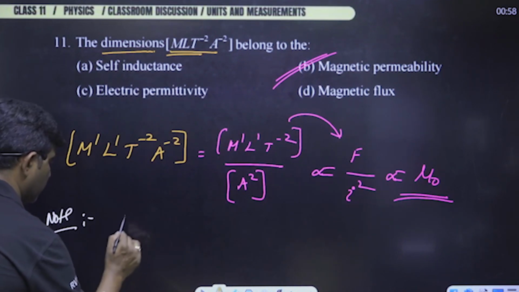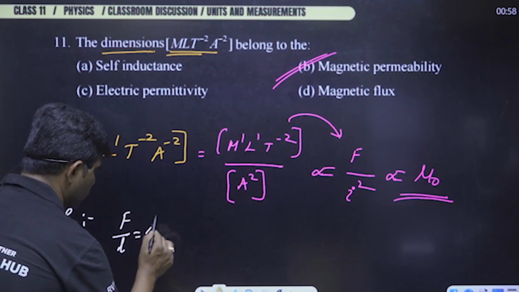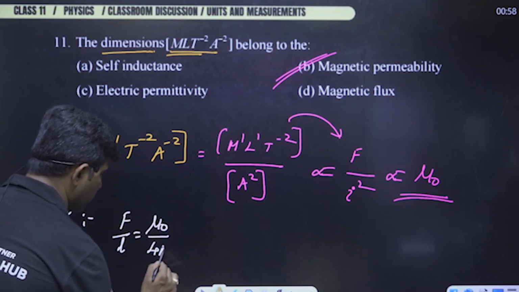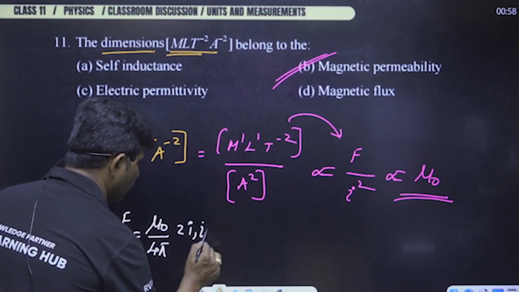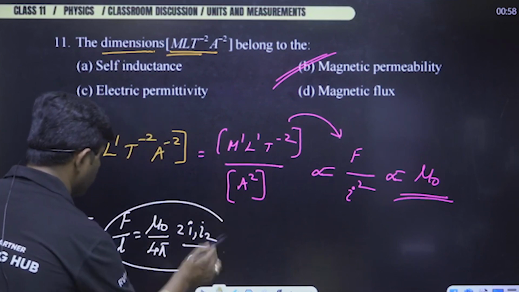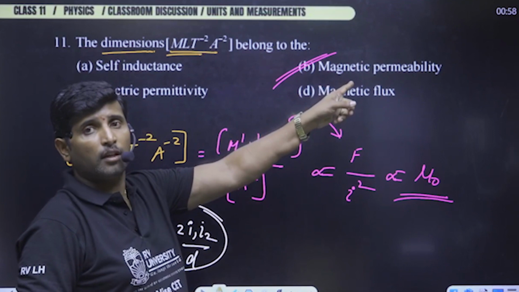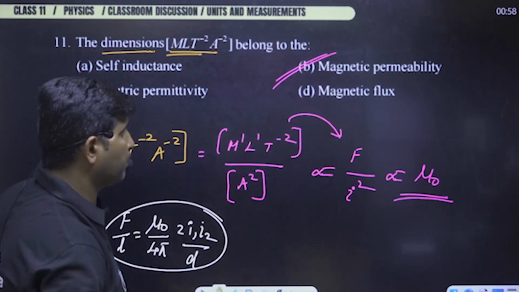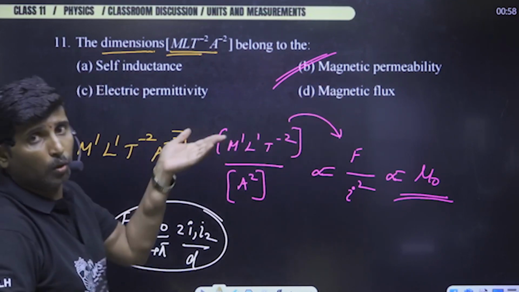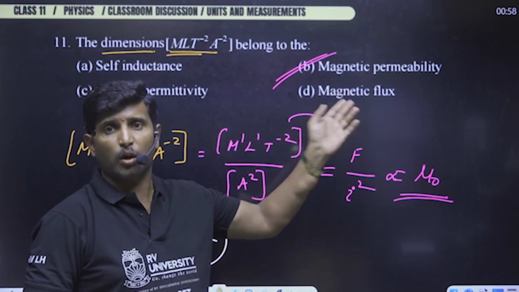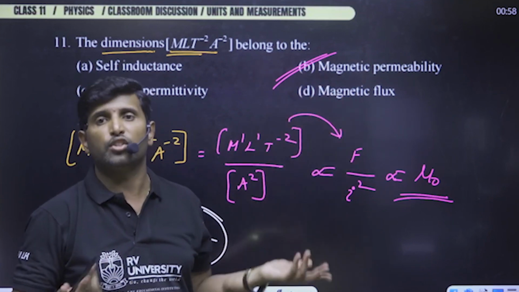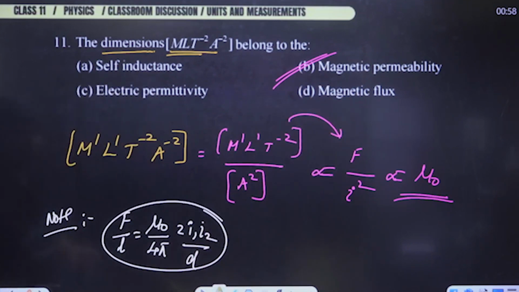From the note I will be giving, F by L is equal to mu naught by 4 pi into 2 into I1 I2 divided by D. With this, I can say this dimensional formula is related to magnetic permeability. Otherwise, I have obtained the dimensional formula of this quantity in a previous problem. You can check it. So let us move on to the next question.